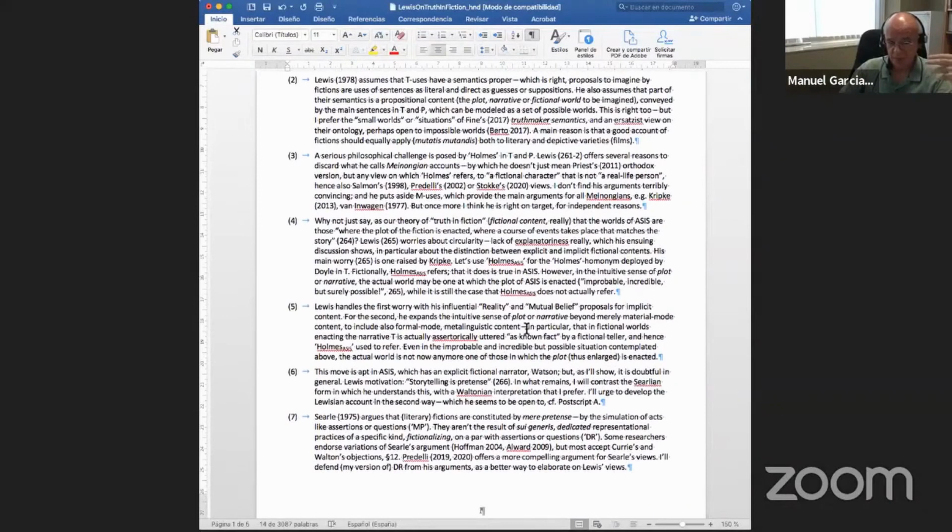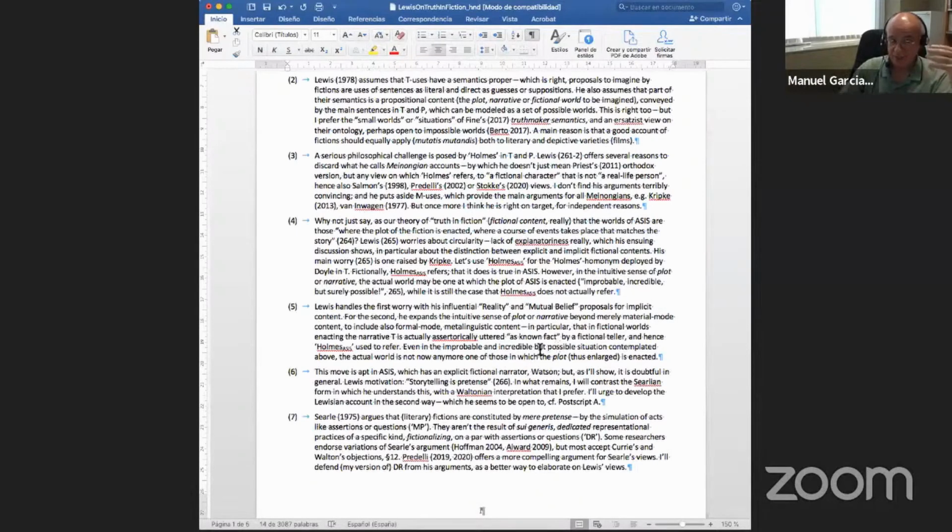Fictionally, in the content of this fiction, this homonym refers, because Watson uses it to refer to his friend. So it's true in the fiction that this homonym, the one that we find in the fiction, refers. However, in the intuitive sense of plot or narrative, the actual world may be one at which the plot of this story is enacted. As Lewis puts it, that would be improbable, incredible, but surely possible.